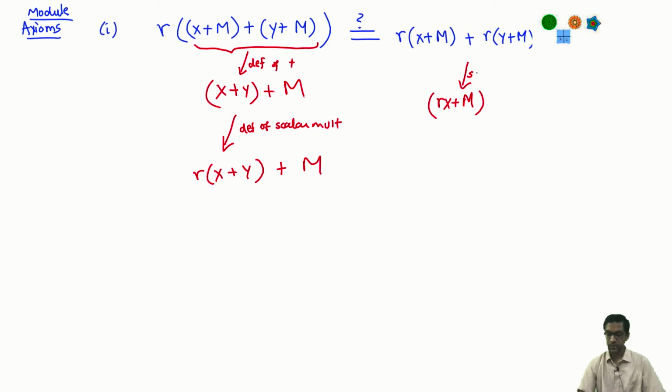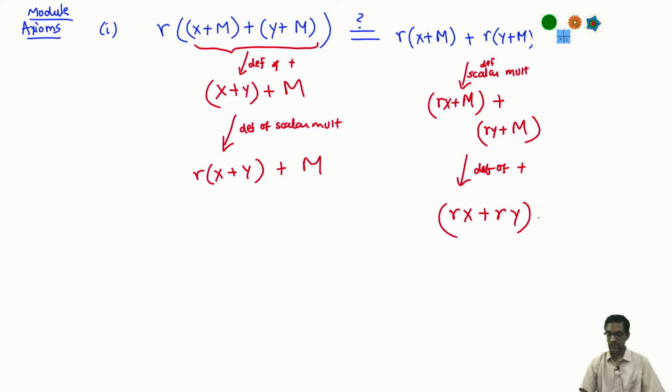So I have to use the scalar multiplication definition first. R into y plus m is just Ry plus m. And now I use the definition of addition in my quotient space, which is I have to add the two representatives together, Rx plus Ry plus m. Now observe that these are both equal because of the axiom that R times x plus y in my module M is the same as Rx plus Ry. And so those two are actually equal.